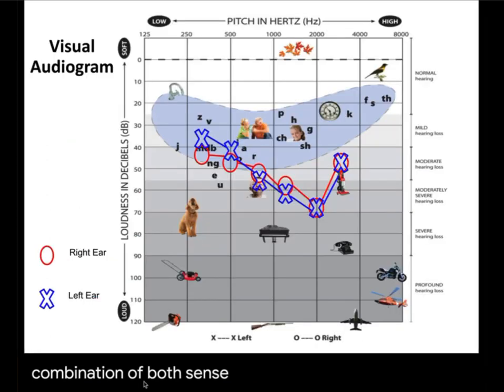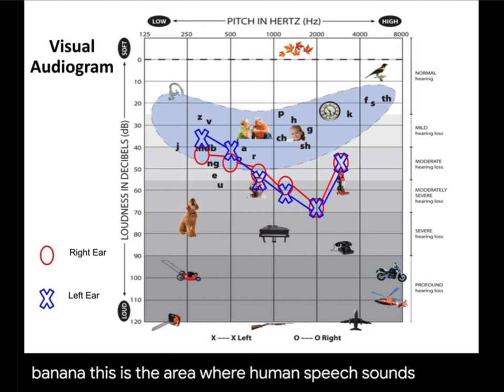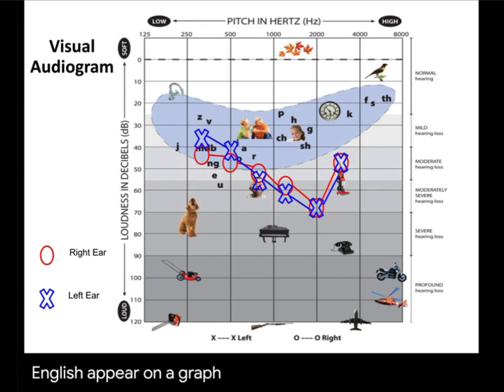Here we have the graph you will find on an audiogram. This is a visual representation of someone's hearing. You need this to understand what a student can and cannot hear. The blue bubble is what we call the speech banana. This is the area where human speech sounds in English appear on a graph.